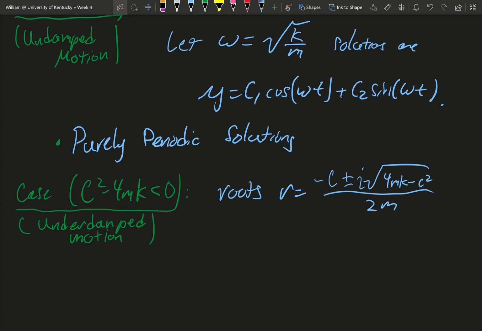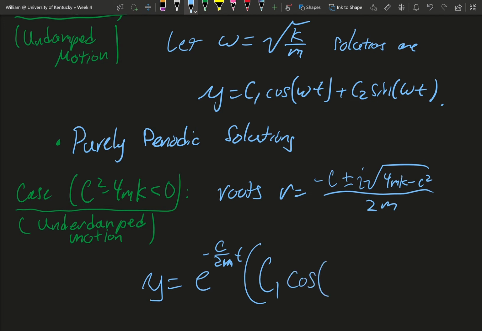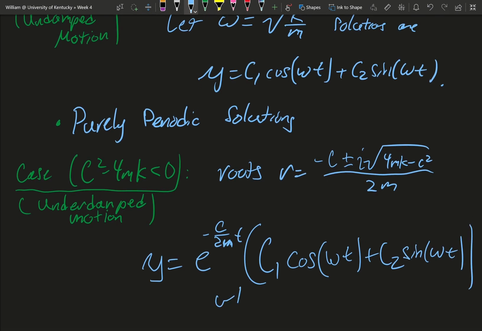So solutions like this are going to have two parts. We're going to have e to the negative c over 2m times t, so this is going to represent a decay. And then in here, we're still going to have sine and cosine, where omega is this guy.